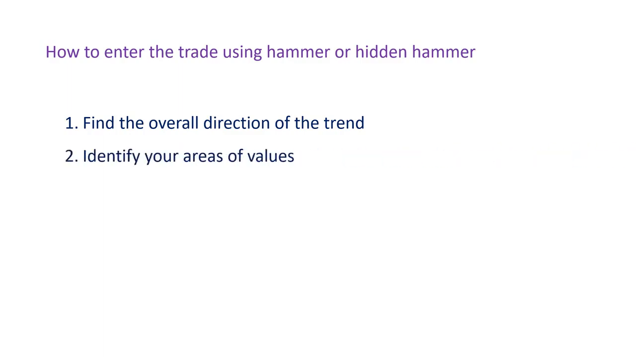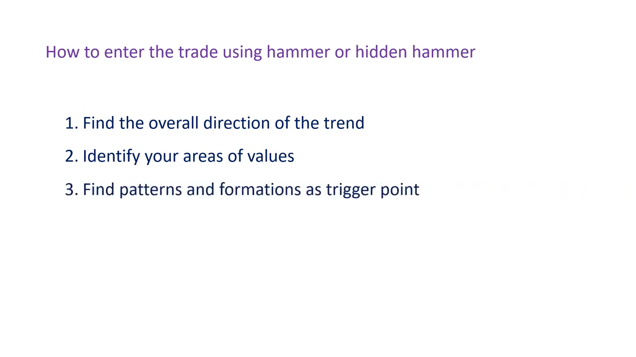Number two, identify your area of value like support and resistance, dynamic trend line, moving averages, wedges, triangle, channel, and so on, and wait for the price to come close to the market structure. This way, you see the bullish or bearish pressure step in and increase your odds to make a profit when you enter the trade.